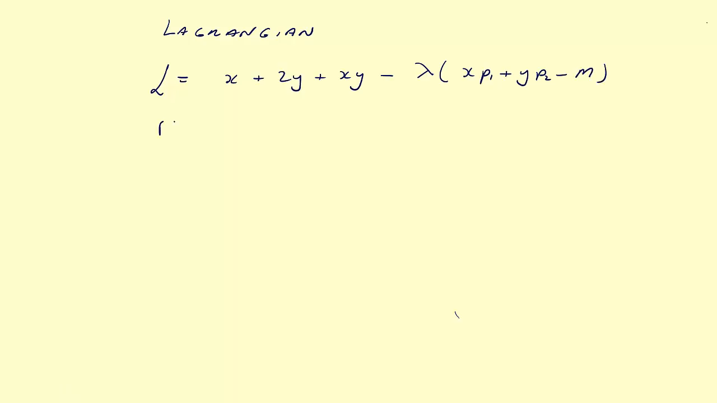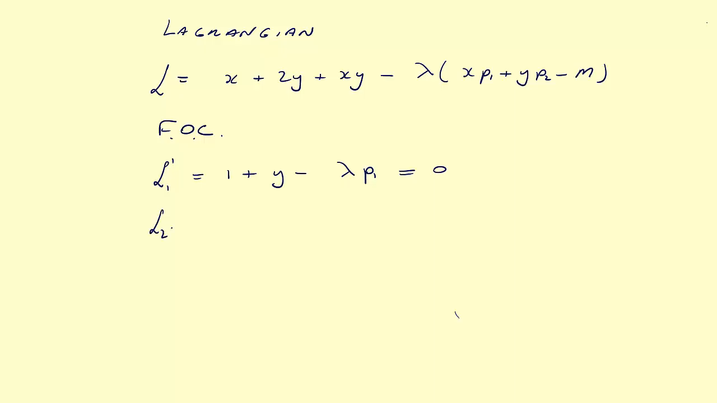First thing we do is find our first derivatives and set them equal to 0. So that's our first order conditions. I have the first derivative of the Lagrangian with respect to x. So that will be 1 plus 2y, we'll leave that out. Plus the first derivative of xy will just be y, minus lambda times, well, we've got an x there, so that disappears. The first derivative is 1 there, so it'll be lambda p1. And y p2 and m are constants, so they're equal to 0. So that one is equal to 0.